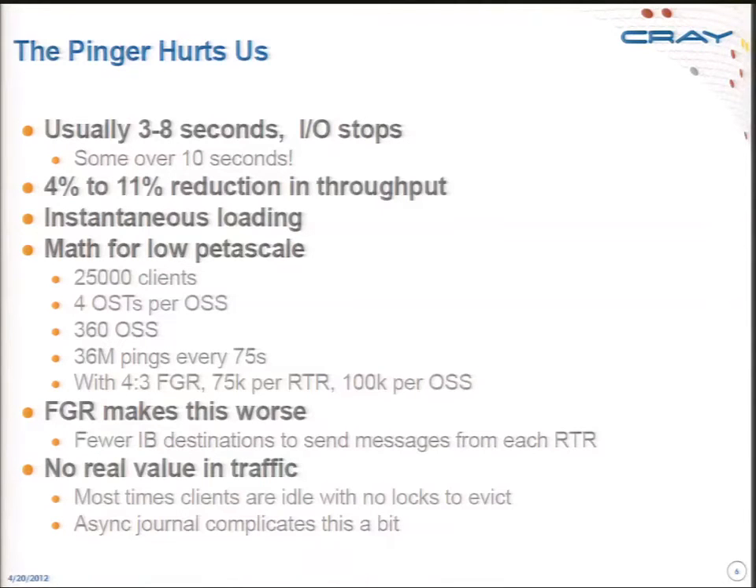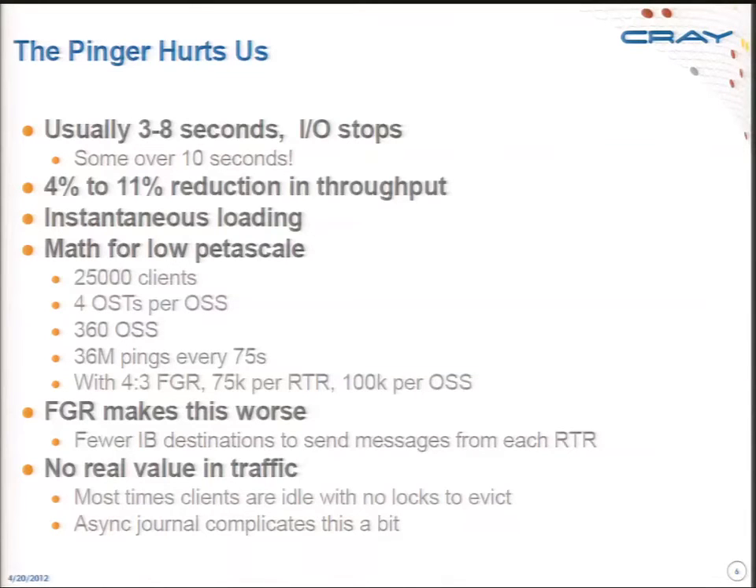Fine-grained routing does make this a little tougher on us because each router node has fewer destinations that it can talk to. And with the way LNET has been structured in the LNDs, the per-peer traffic is a bit of a bottleneck. The amusing part about this traffic is there's not a lot of value in it. Most of the time, the clients are sending this data because they aren't doing I/O to a target, which means they most likely don't even have a lock that would be evicted if they died, which is why the OSS is looking for this data.